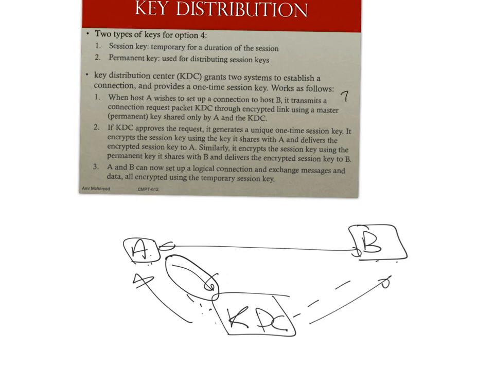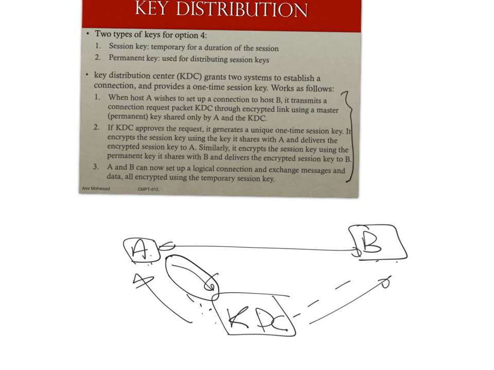So that's the scenario that's described here. A will connect to the KDC and try to present some proof of identity, using the master key or the permanent key. We'll see how that happens. And then if the KDC approves, the KDC will generate a unique one-time session key for A.